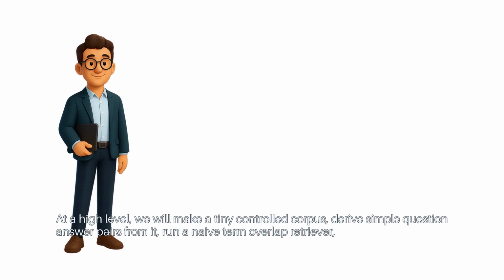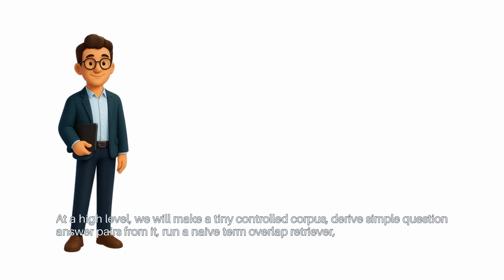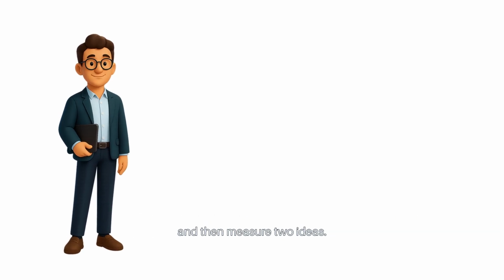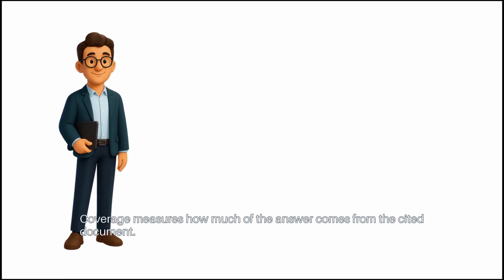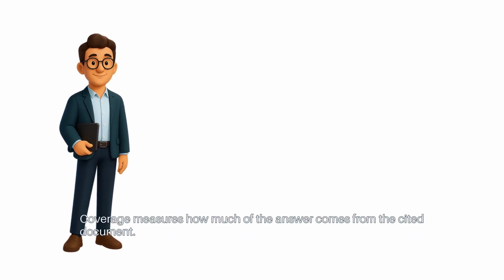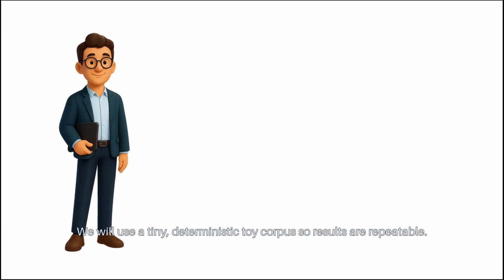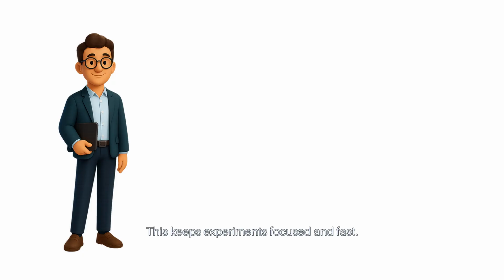At a high level, we will make a tiny controlled corpus, derive simple question-answer pairs from it, run a naive term overlap retriever, and then measure two ideas. Hit rate at top K tells us whether the right document is in the candidate list. Coverage measures how much of the answer comes from the cited document. Both are easy to compute and easy to interpret. We will use a tiny deterministic toy corpus, so results are repeatable. This keeps experiments focused and fast.